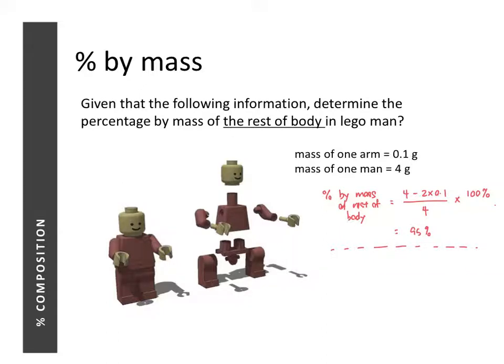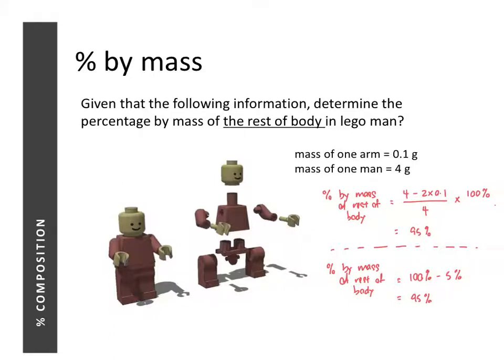Okay, since the body is made up of arms and the rest of the body, the percentage by mass of the rest of the body is simply 100% minus the mass of arms, which is 5%, and that will give us 95%. So there's no need to find the mass of the rest of the body. You can just take 100% minus the percentage of the mass of arms.